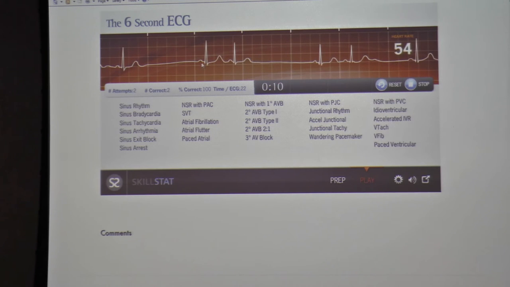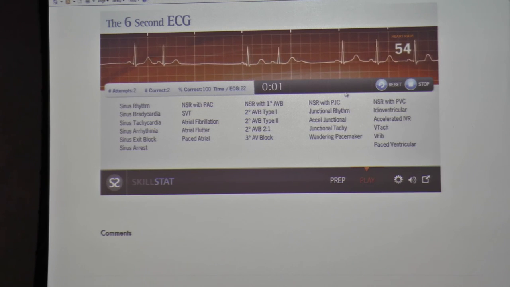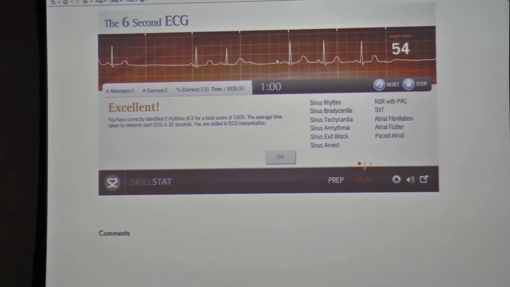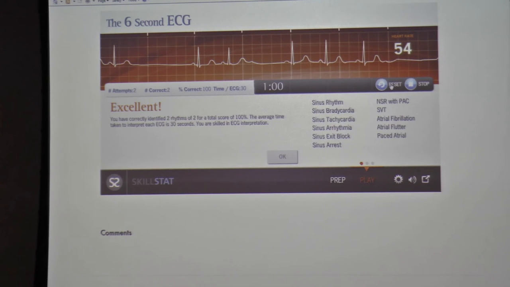Okay, so what do we got here? P wave, P wave, and then we got this big pause. P wave, P wave. So this is going to be one of those ones that's either going to be a sinus exit block or a sinus arrest. And for the life of me, I really don't know how they differentiate between the two of them, because they kind of look the same. But let's see if we could find it again and click on it.